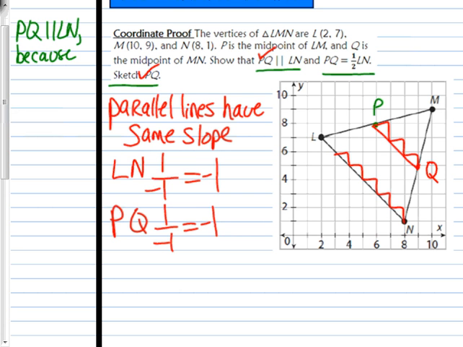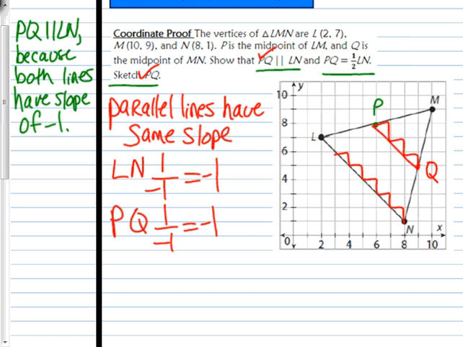because both lines have slope of -1. They have the same slope.